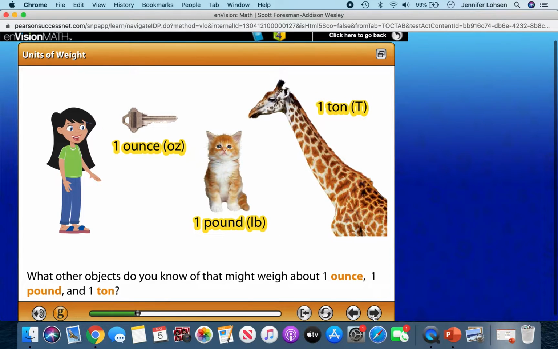So if you're up for a challenge, you can actually pause this video right here and go wander around your home and see if you can find something that might be equivalent to about the weight of a key, or maybe something that would be equivalent to the weight of 1 pound. I would love to see what you guys come up with. I don't want you to try and find anything that weighs a ton. Hint, hint, you probably won't find it in your house.